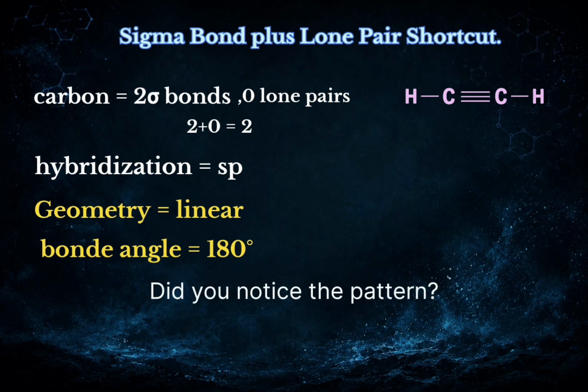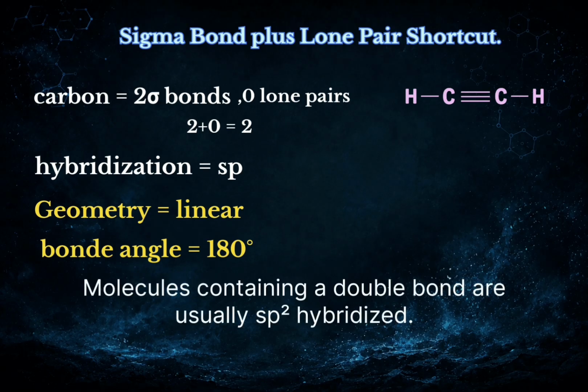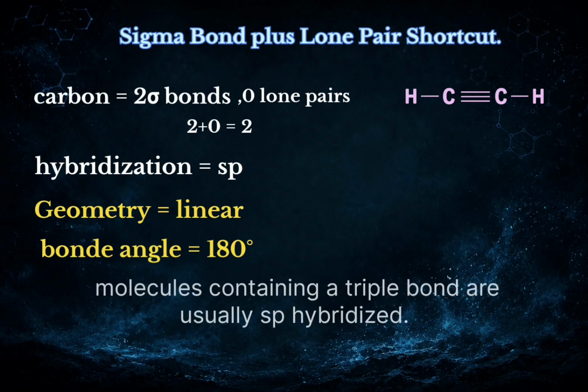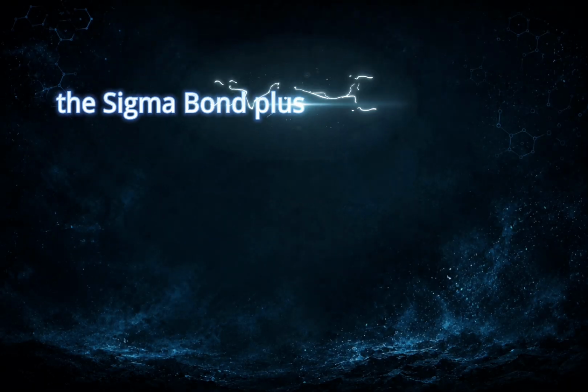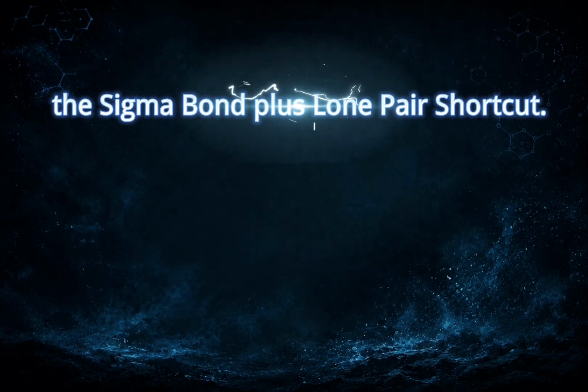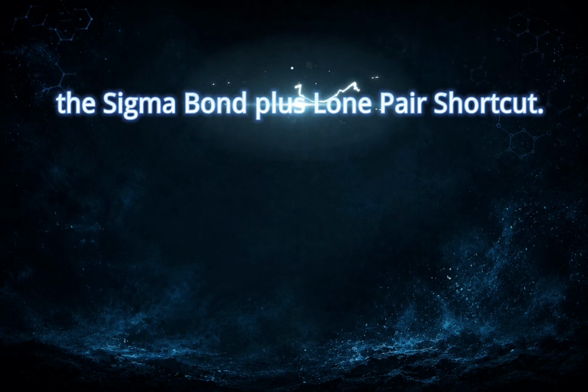Did you notice the pattern? Molecules with only single bonds are usually sp³ hybridized. Molecules containing a double bond are usually sp² hybridized, and molecules containing a triple bond are usually sp hybridized. Just remember one important point. Don't look at the entire molecule. Always determine the hybridization of the specific atom you're interested in. Now you've learned 2 powerful methods, the steric number method and the sigma bond plus lone pair shortcut. With these 2 techniques, you can determine the hybridization of almost any molecule with confidence.